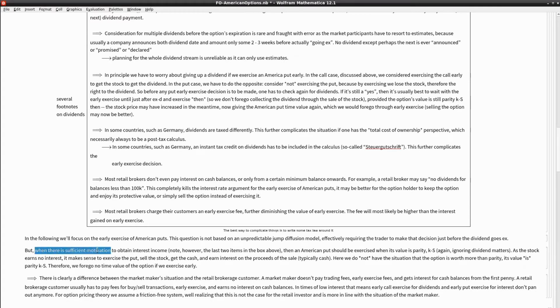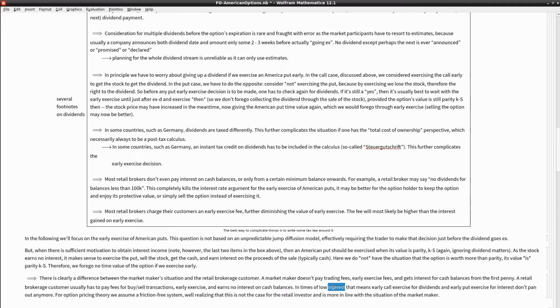When there is sufficient motivation to obtain interest income, but note again the last two items in the box above, then an American put should be exercised when its value is parity, K minus S. Again, ignoring the dividend matters here. A retail brokerage customer usually has to pay fees, and that definitely makes it more complicated and is generally making it incomparable to the market maker who doesn't have to pay any of these fees.